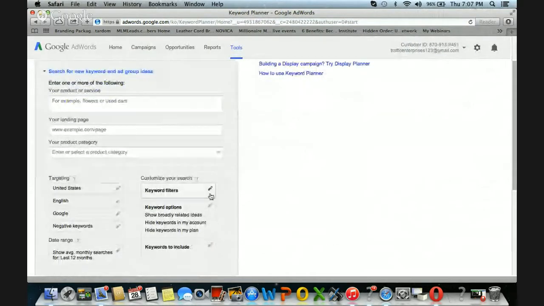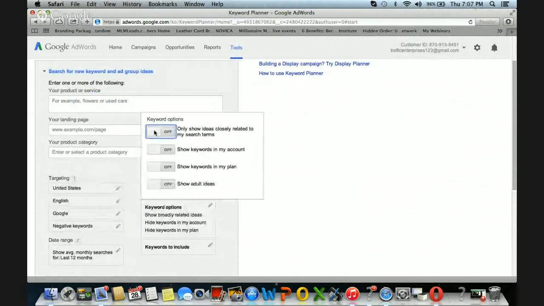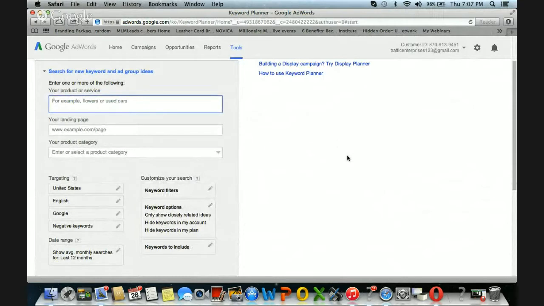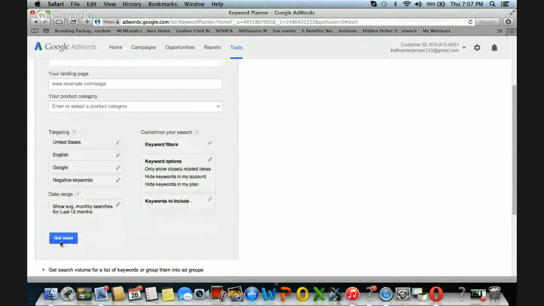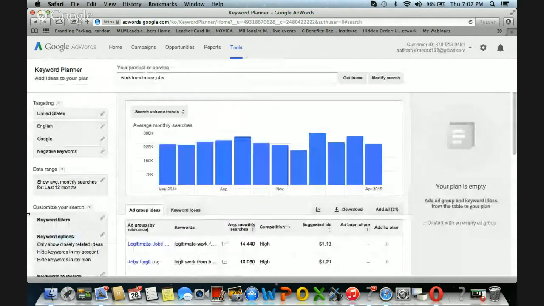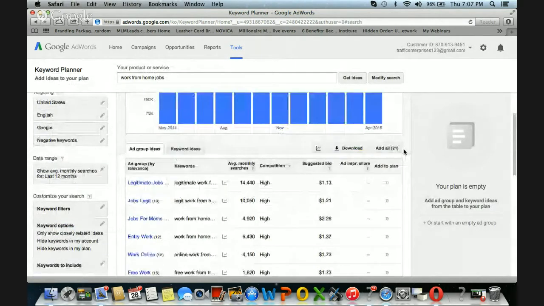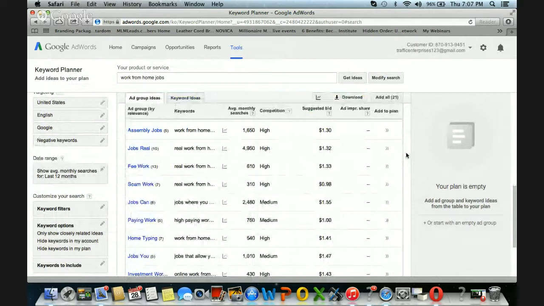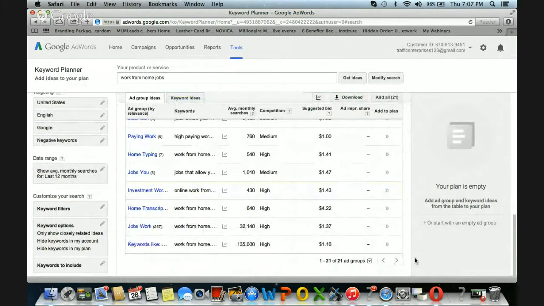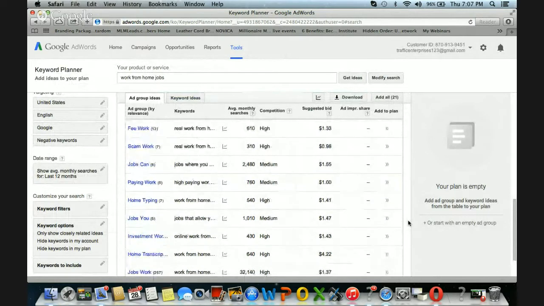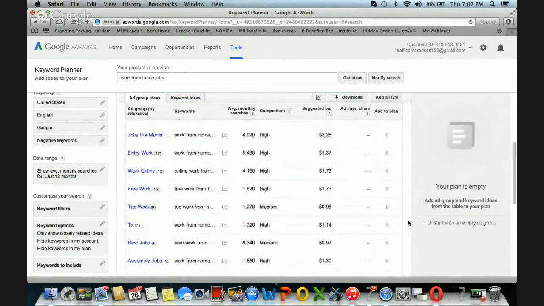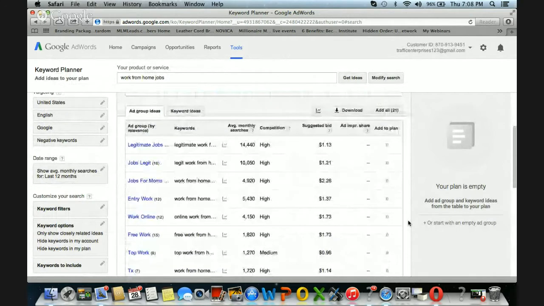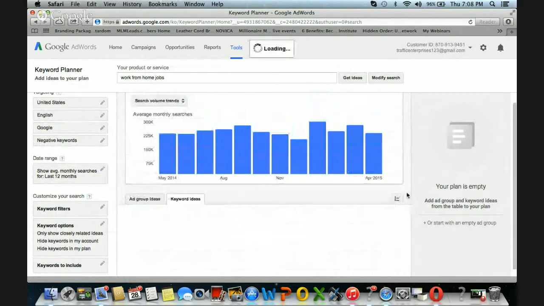And this is back to keyword planner. I pick the option, only show ideas closely related. And if I do something like work from home jobs, you can see here, this particular word has a lot of hot ones that are high and medium results. I'll just go through this and see if I can find any. There's only 21 results on this, so to try to do something with this word, you can't even find anything that's low.